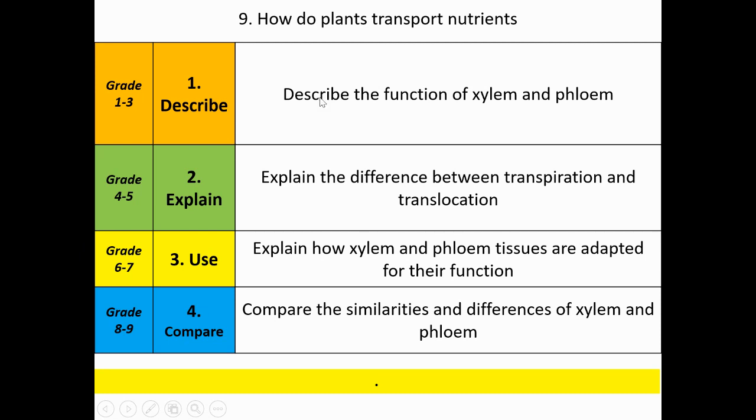So your describe question is: describe the function of xylem and phloem. The second one is to explain the difference between transpiration and translocation. Use is to explain how xylem and phloem tissue are adapted for their function. And combine is compare the similarities and differences of xylem and phloem.